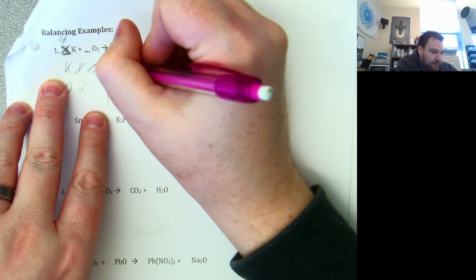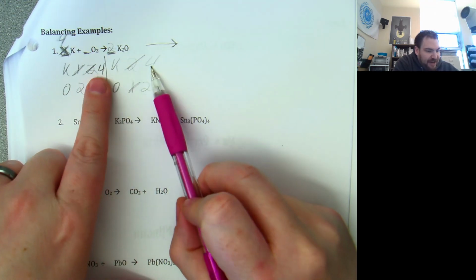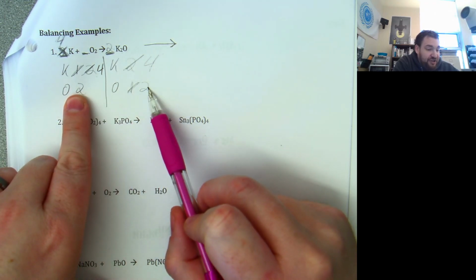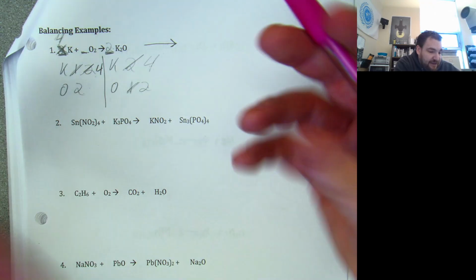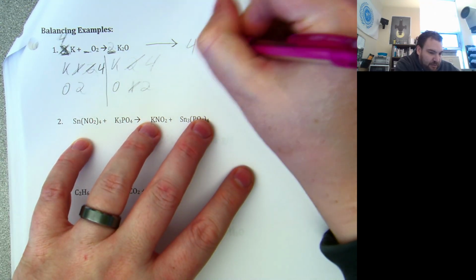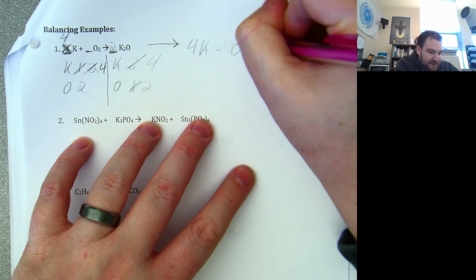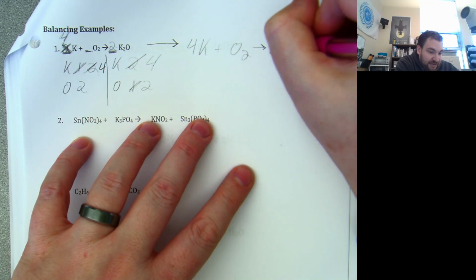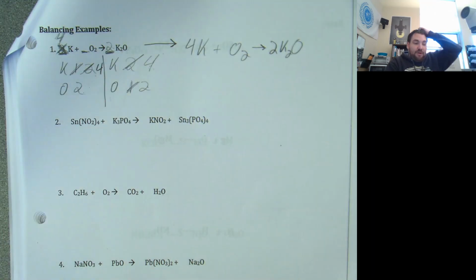I have 4. And so now I've got 4 potassiums on the left, 4 potassiums on the right, 2 oxygens on the left, 2 oxygens on the right. So now this is done, and to write it neatly as a good copy, 4K plus O2 gives me 2 K2O.